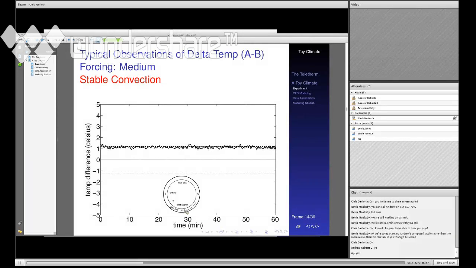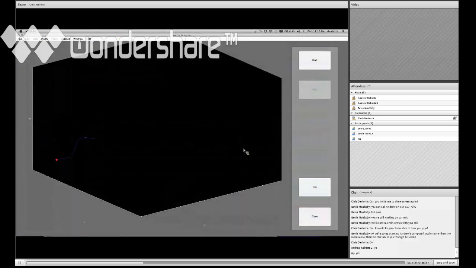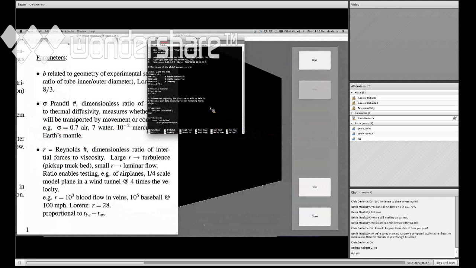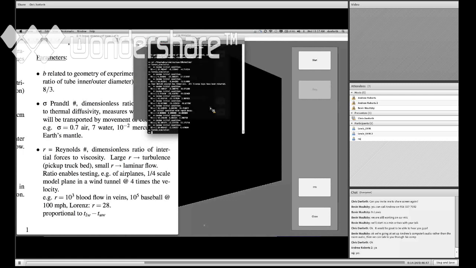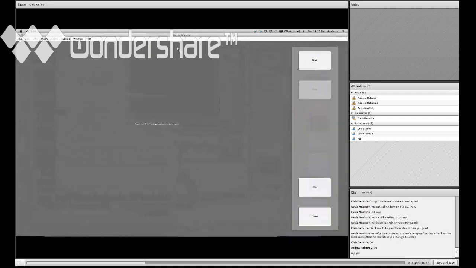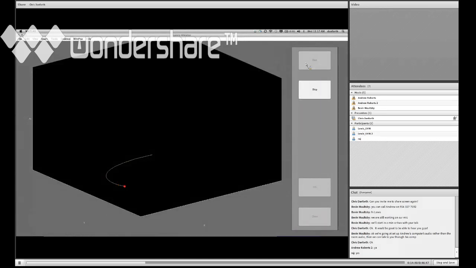So let's look at what that looks like in the Lorenz equations. I'm going to go into the code here and modify the forcing for stable convection, and we'll run this again. Go. Okay. So this is now, according to my poorly commented code, going to be a stable state of convection.